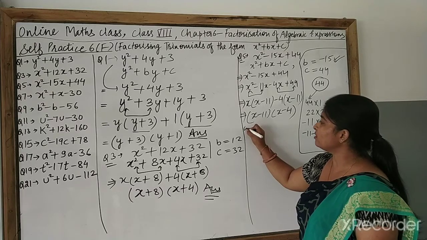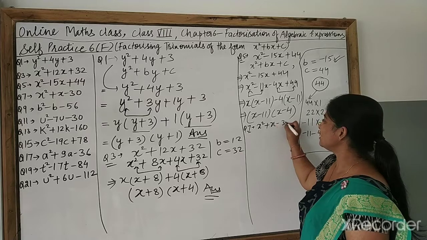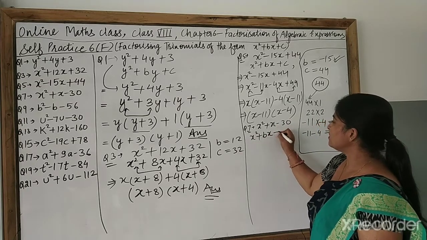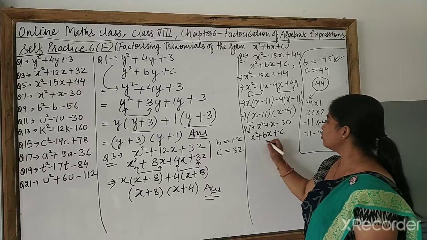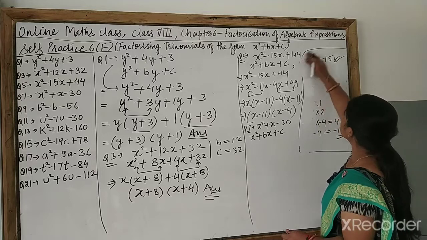Now see question number 7. What is there in question number 7? X square plus x minus 30. So compare it with the standard form. What is it? X square plus bx plus c. Okay, so the value of b is over here you can find. I'm just cleaning this.